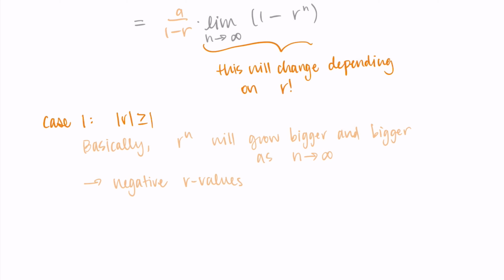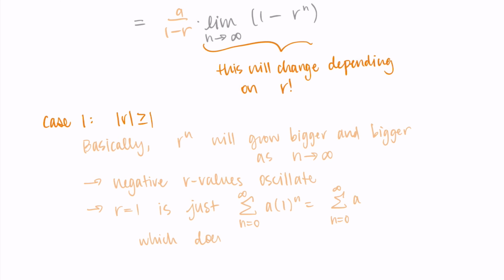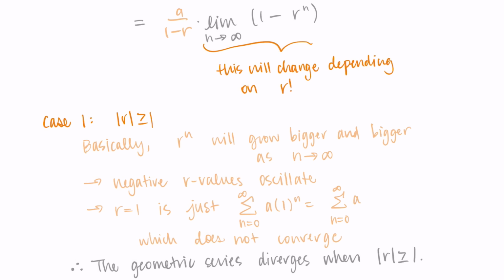There's some nuance here, like if you have a negative r value, the series is oscillating, like some of the partial sums are positive and some are negative, they go back and forth as the powers switch. It's not oscillating back and forth and then settling on a point, it's oscillating back and forth and growing larger and larger. Additionally, if we had r equal to 1, this is just the sum from n equals 0 to infinity of a, which doesn't converge. It's just the same thing added to itself an infinite number of times. But really what you need to know is that the geometric series diverges when the absolute value of r is greater than or equal to 1.